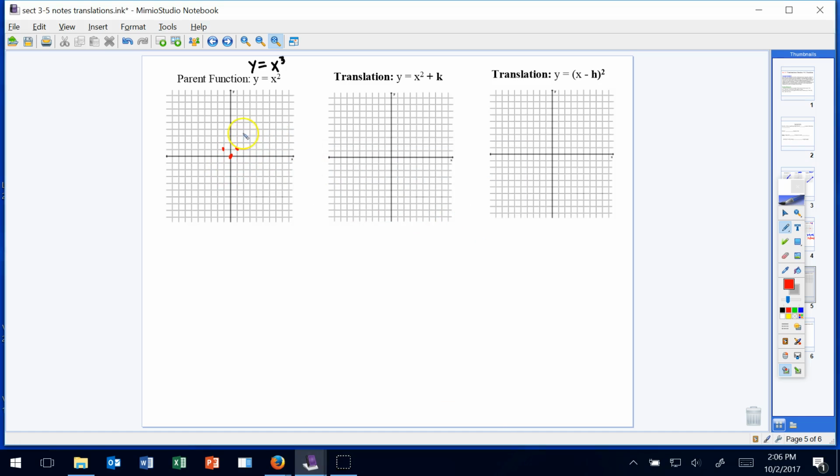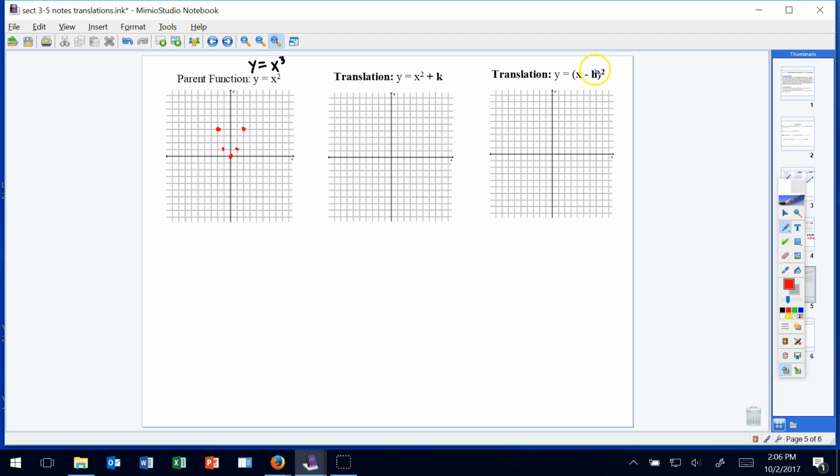And 2, 4, negative 2, 4. So we'll just say those are the points on the parabola. And now again, just like with absolute value, pay attention to whether or not you're adding outside or no parentheses, in this case inside, and that'll tell you whether you're shifting up or down, as is the case here.